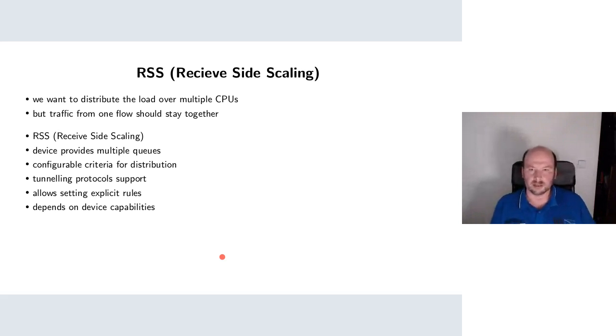So we have RSS, receive side scaling, which is a feature supported by network adapters, where the device provides multiple queues and distributes the received packets over these queues. There are multiple criteria we can define for which header fields should be used for calculating the hash used to distribute the packets. And there is also some support for tunneling protocols, which is important. For example, if we have two hosts with one tunnel and many flows going through the same tunnel, then we don't want all of them to end up on the same CPU.